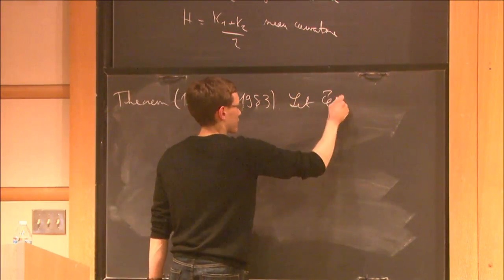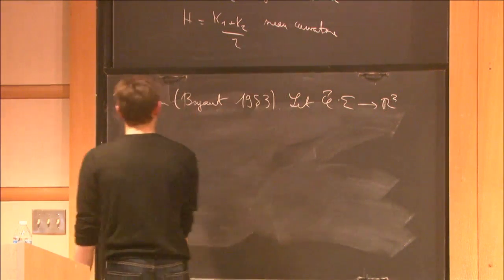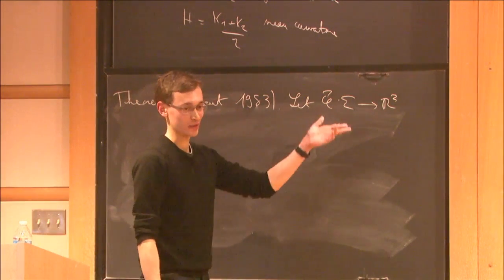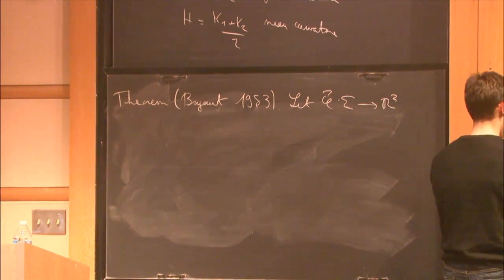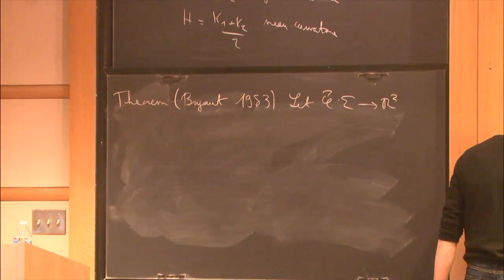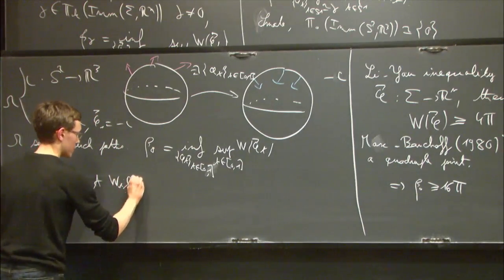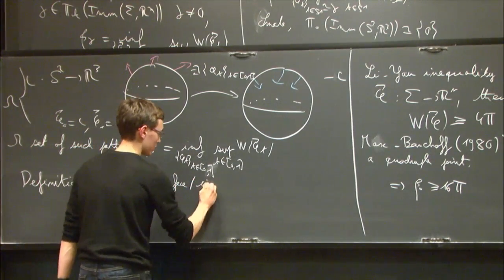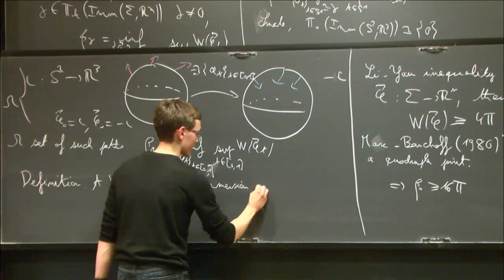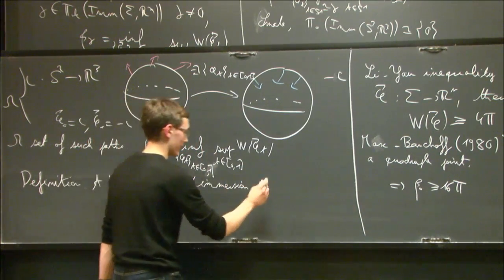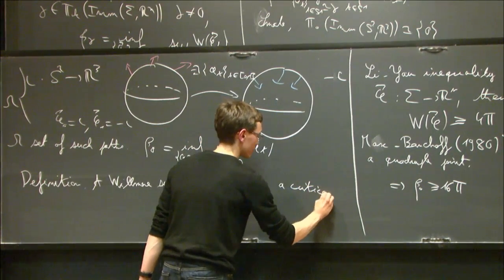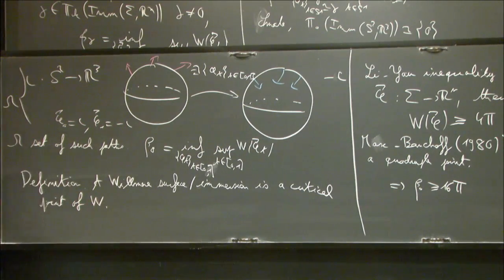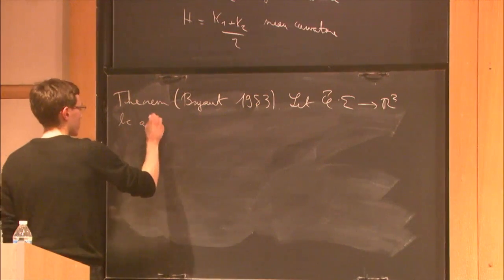Okay. So we take a Willmore immersion. Maybe I didn't say it, but a Willmore immersion is a critical point of the Willmore energy. Maybe I can add this here. Surface or immersion, there are the two terminologies in the literature. Sometimes they won't be immersions, but still it is a critical point of W. Okay, so let phi be a Willmore immersion.